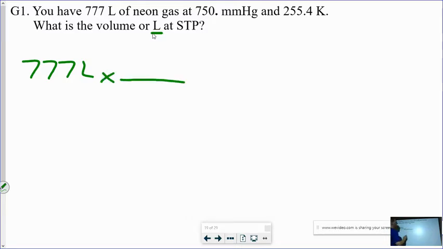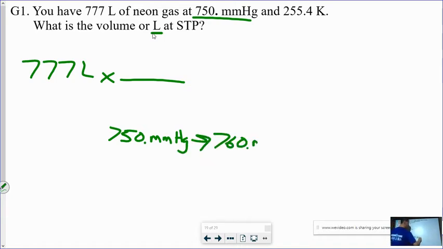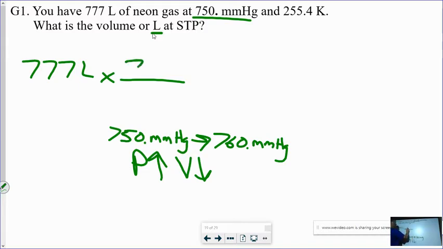Multiplication sign, division bar. I am at 750 millimeters of mercury. So I go 750 millimeters of mercury, and I am going to STP conditions. So it's 760 millimeters of mercury. So that's where I'm going. So my pressure is going up. Pressure and volume are inversely related, so your volume goes down. So I need to arrange these two numbers to make this volume get smaller. So if I want my answer to get smaller, I put the smaller of the two numbers on top.